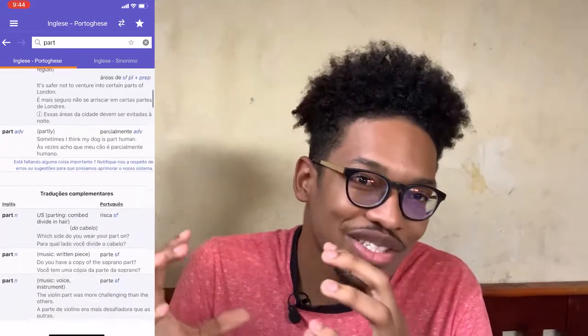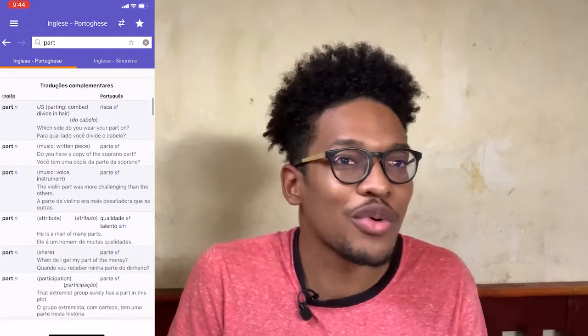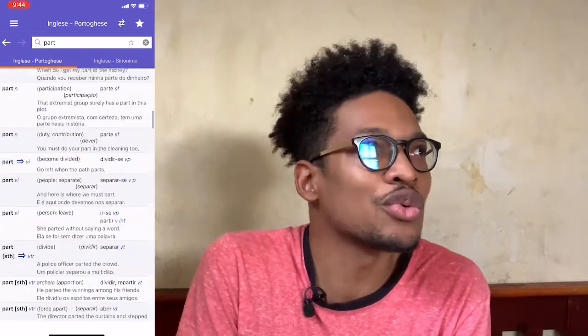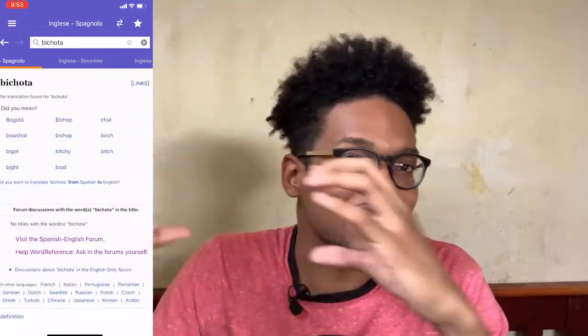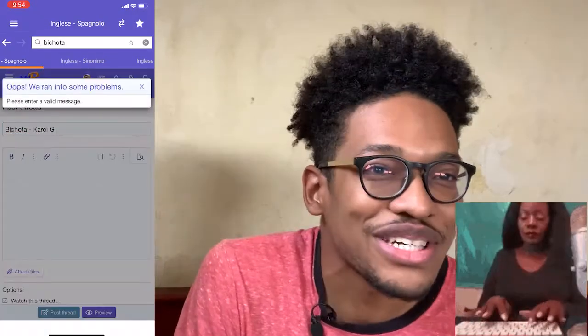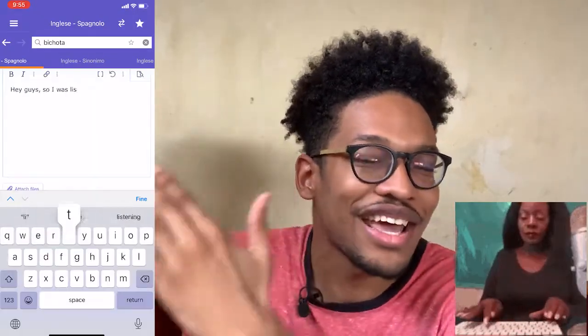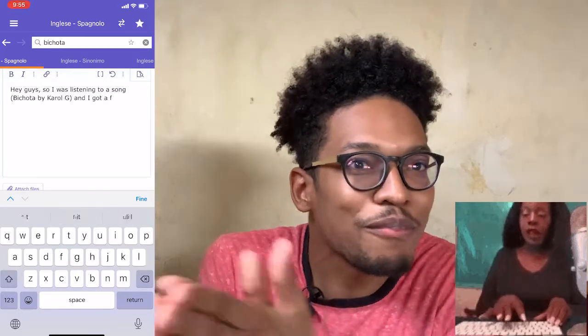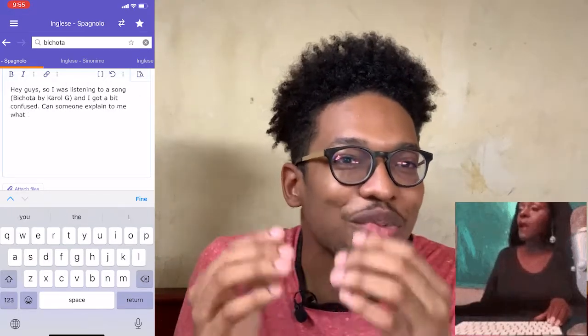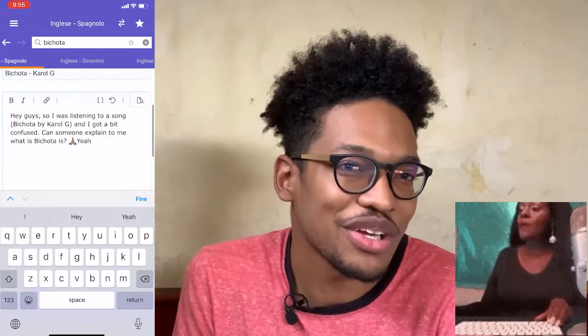There's even a little community area where, if you're not sure about how a word was used, like let's say you were listening to Bichota by Karol G, and you decided that you don't know what Bichota means. If you typed it in and it wasn't in the dictionary definition, there's a little community area at the bottom where you can ask a question. Be like, I didn't understand what this means. Can you help me with this? And there will be people that will find you and they will give you the meaning of the word that you were looking for.